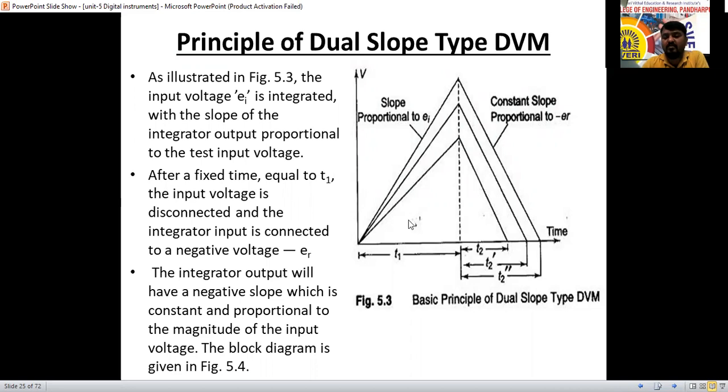I'll show the block diagram also. So the integrator output will have a negative slope, which is constant and proportional to the magnitude of the input voltage. See here, from here to here, what is the magnitude of the input voltage? VI, that is VI only. From here to here, it may be charging or discharging. I will ask one thing here.